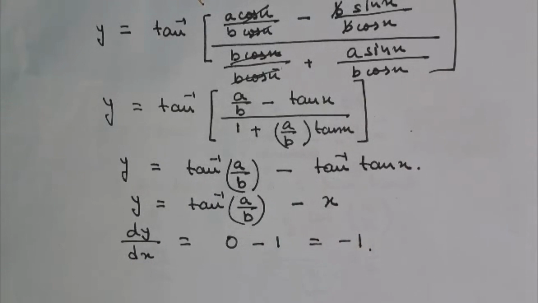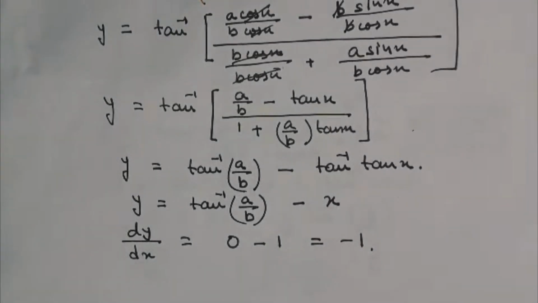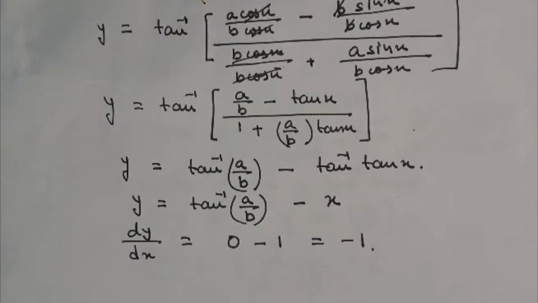So in all these sums you can see inverse functions. First what we are doing, we are simplifying it and then only we can differentiate. So then the sum becomes easy.